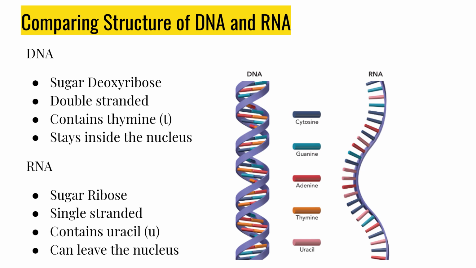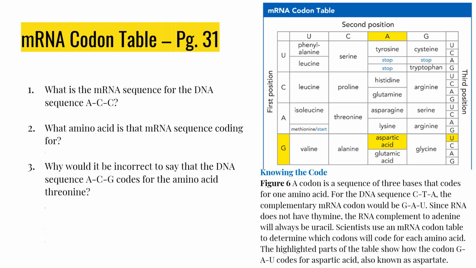Comparing structure of DNA and RNA. So again, DNA has the sugar deoxyribose. It's double-stranded. It contains thymine, and it stays inside the nucleus. RNA has the sugar ribose. It's single-stranded. It contains uracil, and it can leave the nucleus.